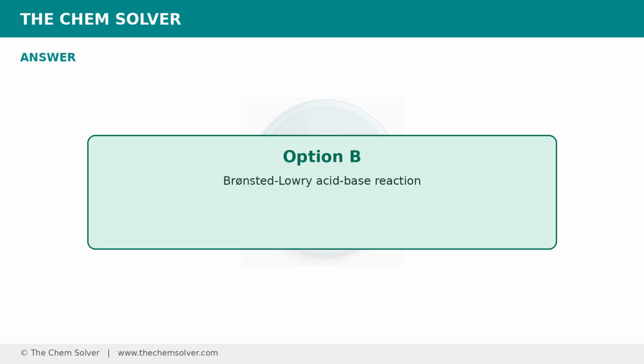The correct answer is option B, Bronsted-Lowry acid-base reaction.